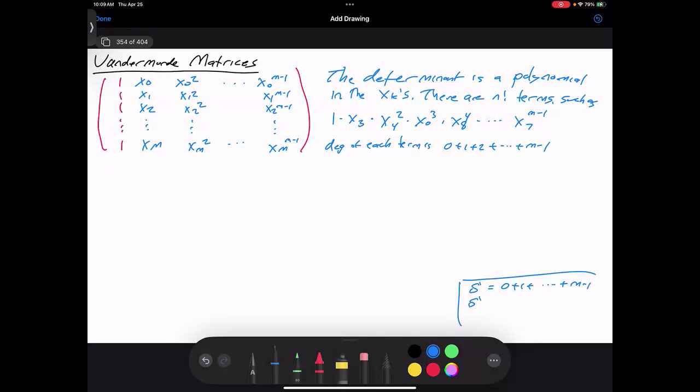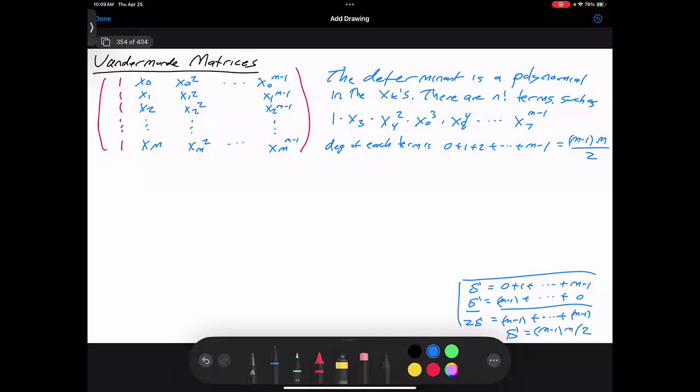So if I write the sum in reverse order, then when we add, we get twice the sum is m minus 1 plus itself m times. So we get the sum is just m minus 1 times m over 2. So we know that it's a polynomial, and we even know the degree of the polynomial. We're making progress. We're trying to get some information about the shape of this.